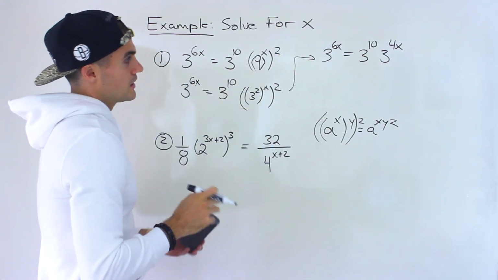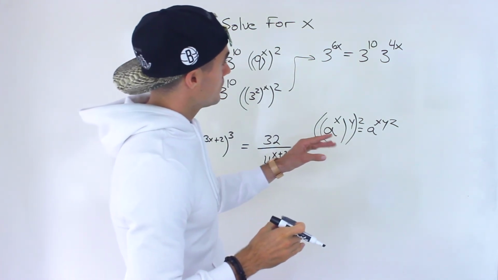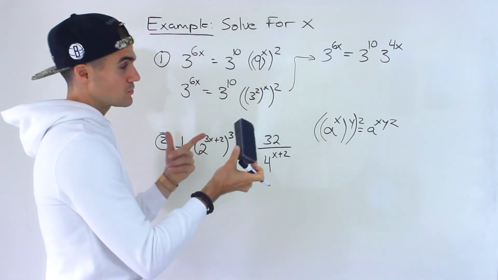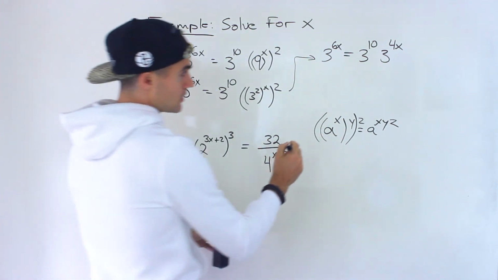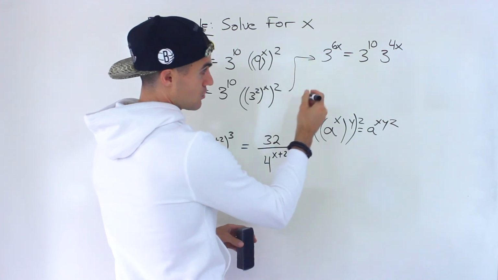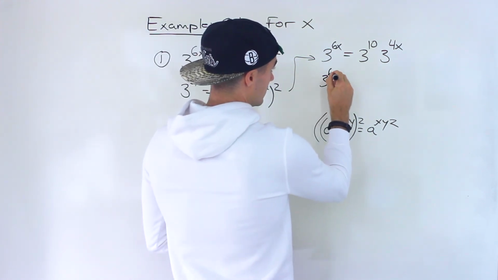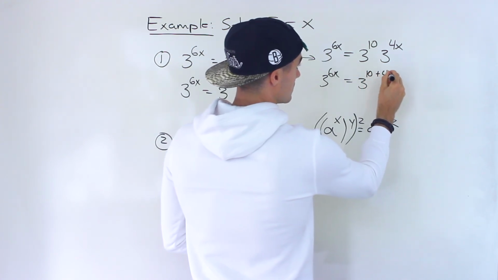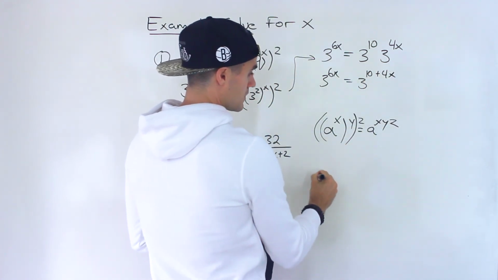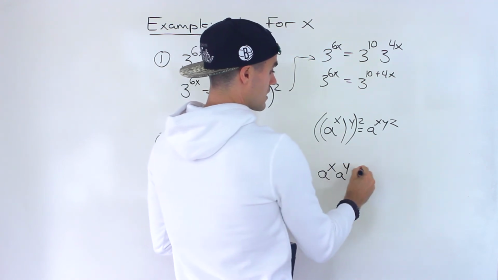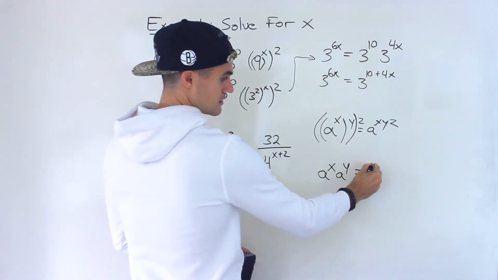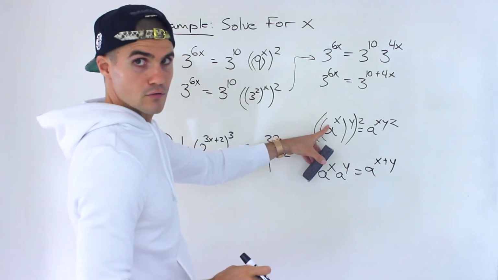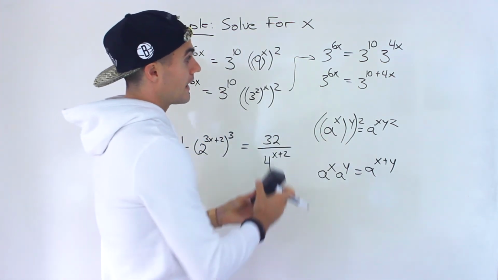Now we're getting a lot closer, but what we want is one exponential expression on each side of the equal sign. Notice the 3 to the power of 10 times the 3 to the power of 4x. We can rewrite that as 3 to the power of 10 plus 4x, because they have the same base, right? The exponential rule for that is this: we add the exponents. Notice how it's different from that.